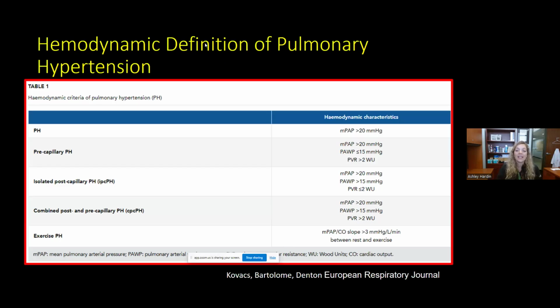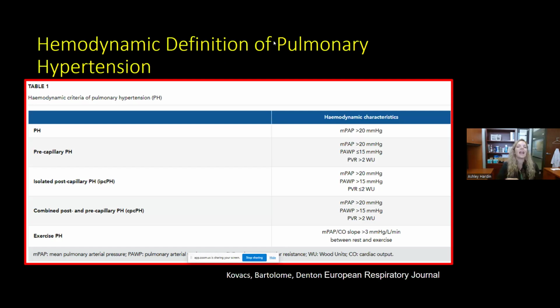Reminder of the hemodynamic definition of pulmonary hypertension. This is actually from the updated World Symposium on Pulmonary Hypertension that happened last year. It was in Barcelona, if I remember correctly. And there are really nice, relatively short summaries of the recommendations from each group. So group 1, PAH, group 2, group 3, etc. So this actually came from one of the updated documents that was published in the European Respiratory Journal.